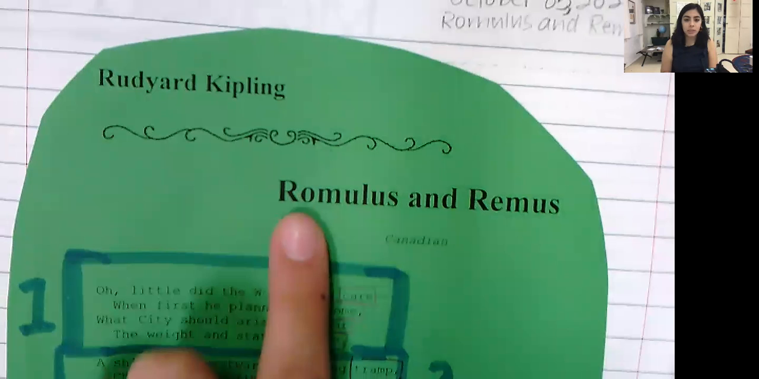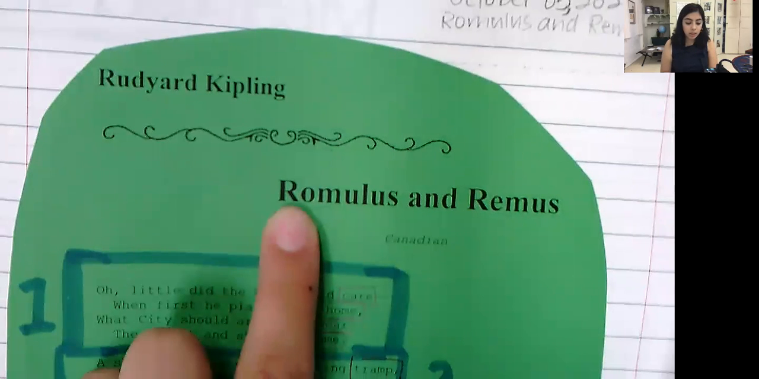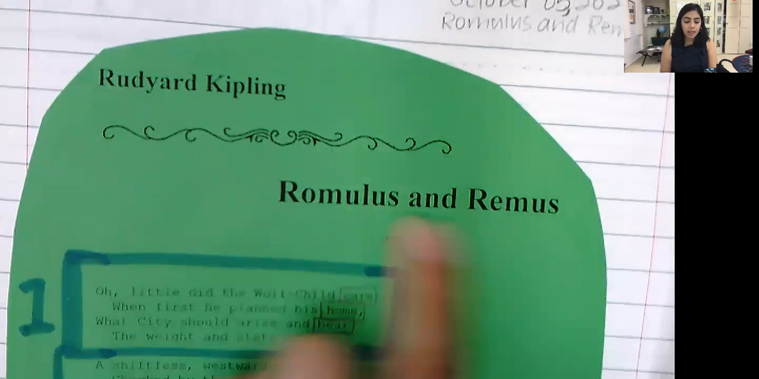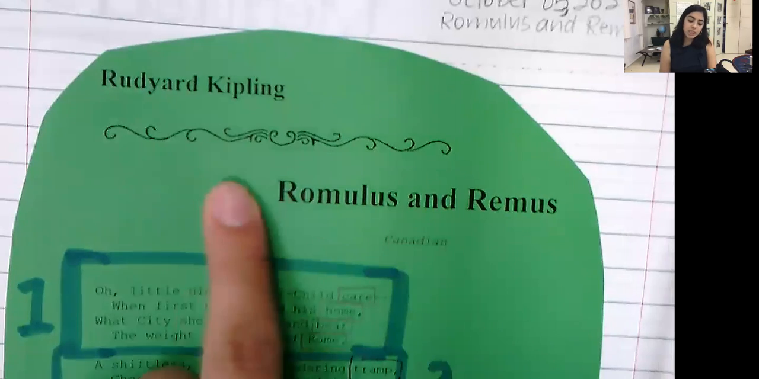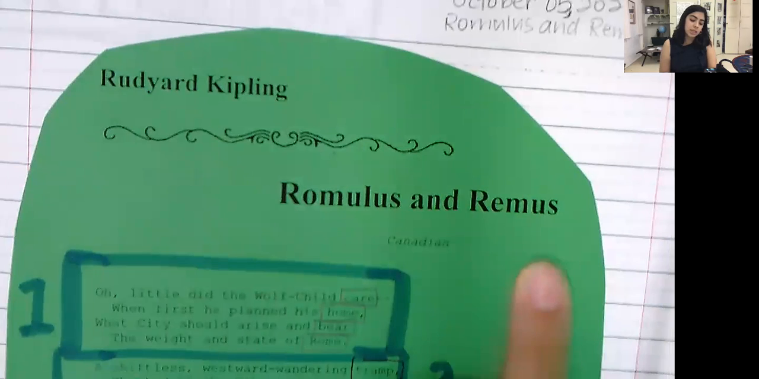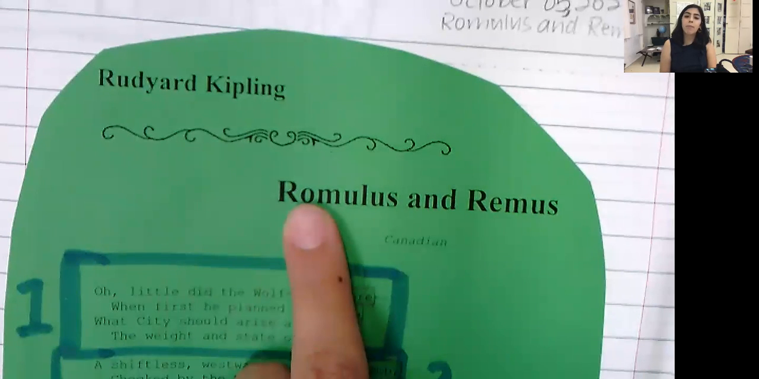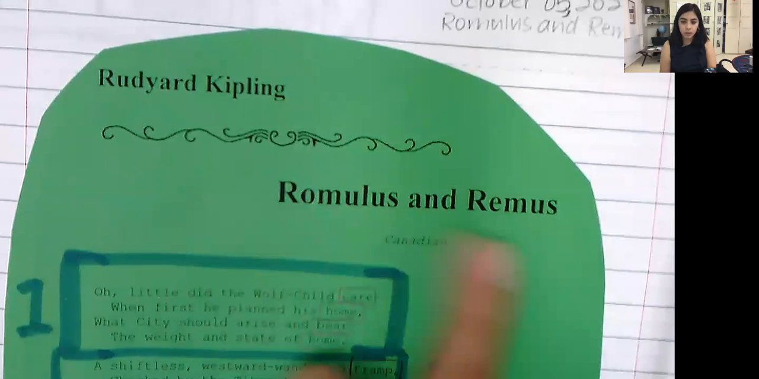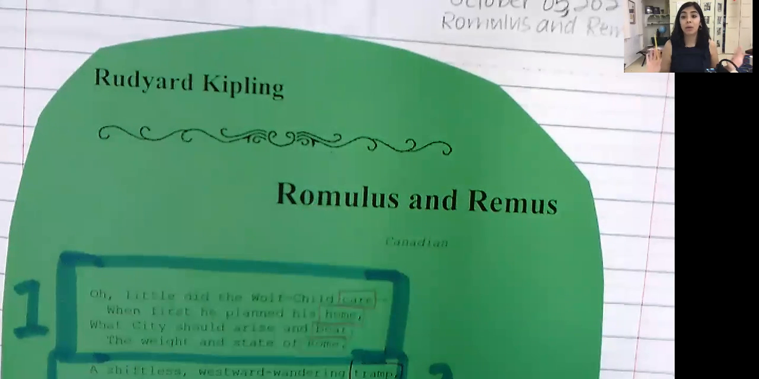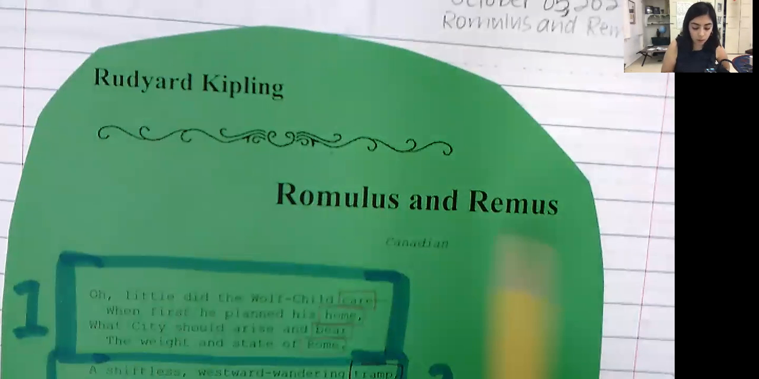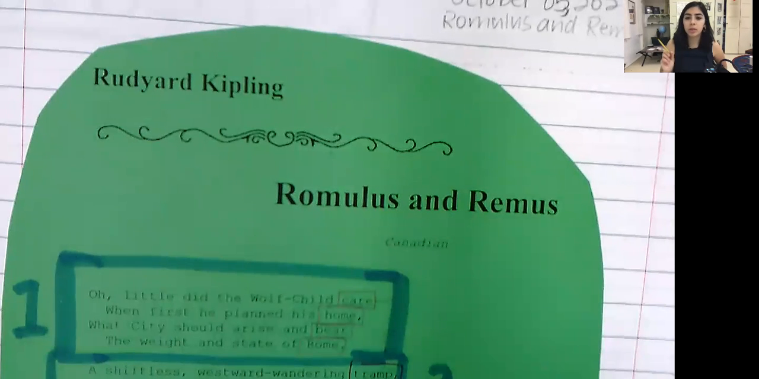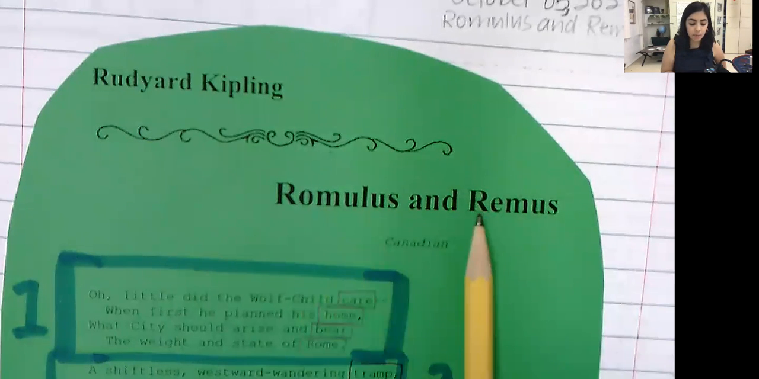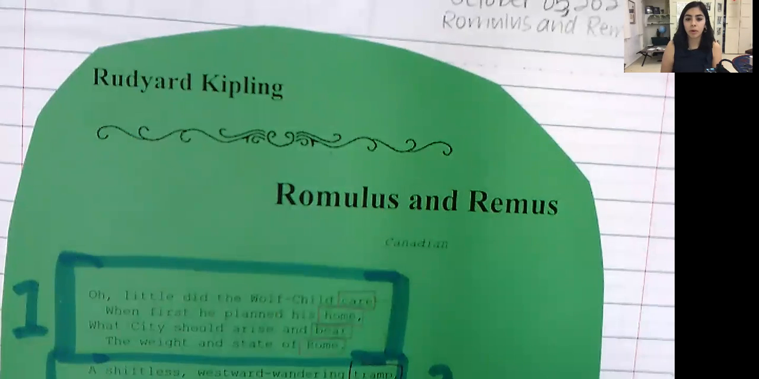What do you notice about this poem? The R is capitalized in Romulus, and the R is capitalized in Remus. Every time we write a title, we will capitalize the words. The only words we will not capitalize in a title are words like and, the, a, they're little words. But words like this, we always capitalize the first letter in that word.